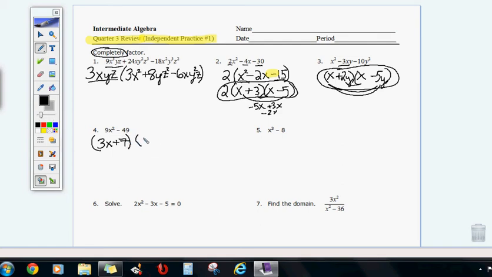And then the other parenthesis is going to be 3x minus 7. And remember, the big thing here is if we were to check this through FOIL, the outside and the inside terms are opposites. They completely cancel. So that's why we have no middle term.